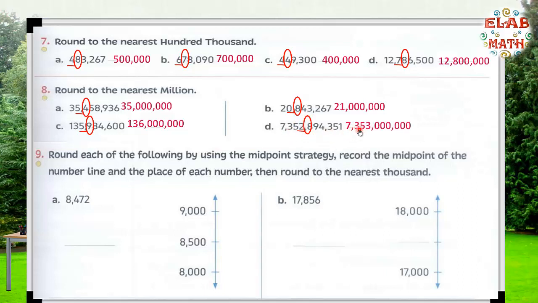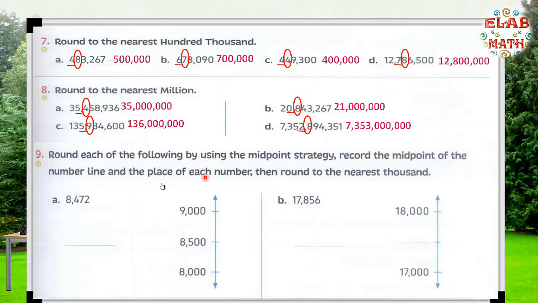All digits on the left side stay without a change. 7, 3, 5, but 2 we add 1 to be 3. 3 million. Next one, round each of the following by using the midpoint strategy.